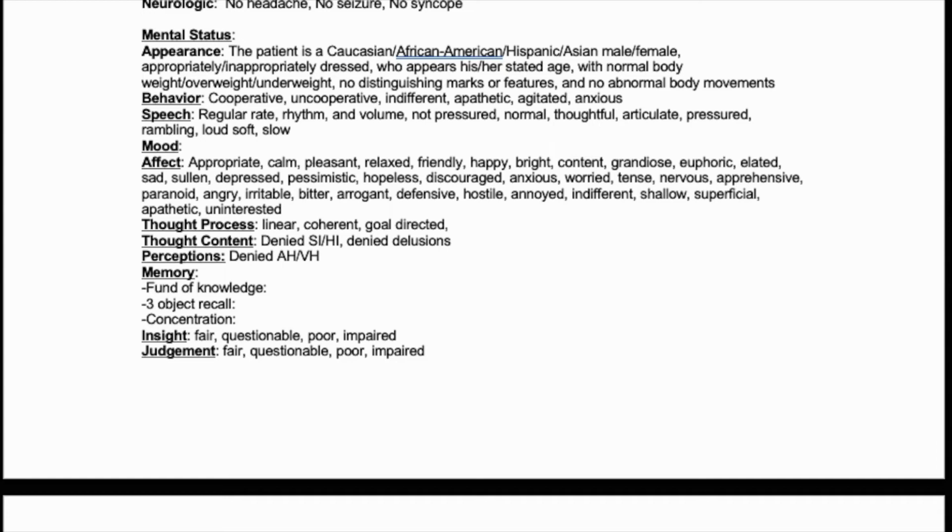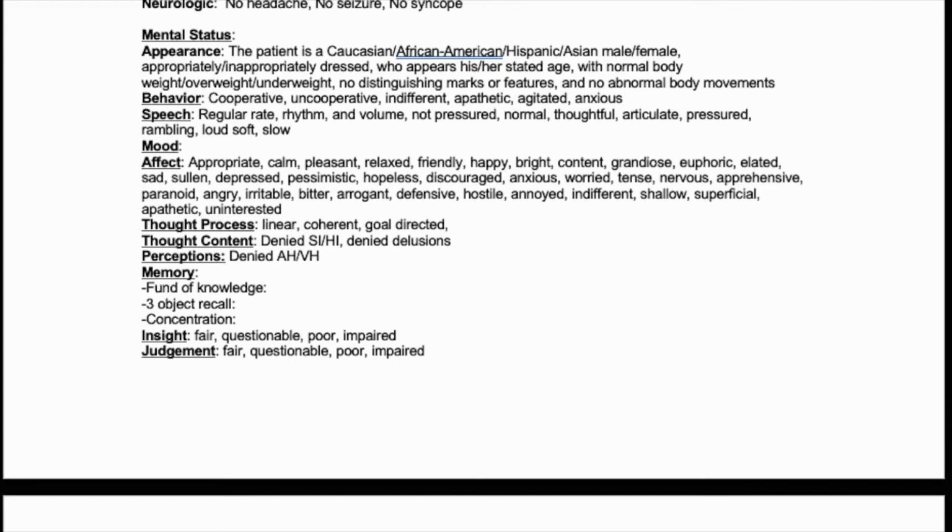Their speech, is it a regular rate, rhythm, and volume? So we comment on rate, rhythm, and volume. We can say things like it's either pressured or not pressured. That would be important in your bipolar patients. Is it normal? Is it thoughtful? Are they articulate? Are they rambling? That can come with things like schizophrenia. Are they talking loud, again, with bipolar? Or are they talking really soft and slow? Things like depression.